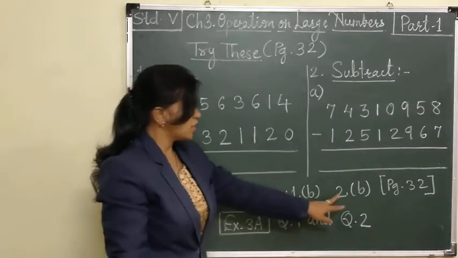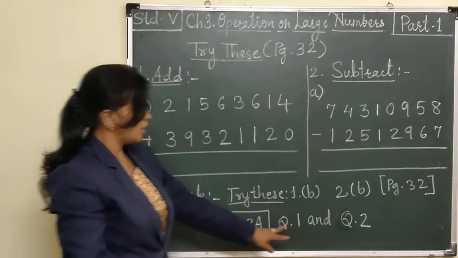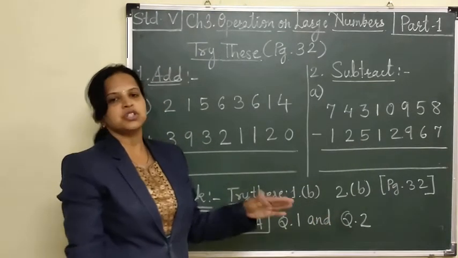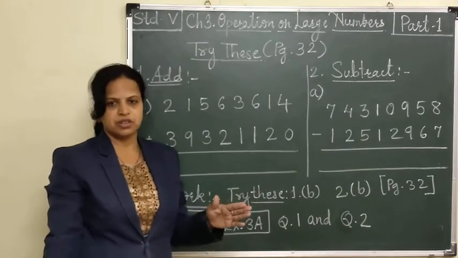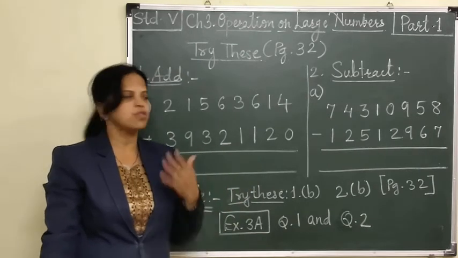Try this: question number 1B, question number 2B, you have to solve. In the same way, exercise 3A, questions 1 and 2. You have to complete up to this question, so that we can solve the next, simplify examples and word problems.